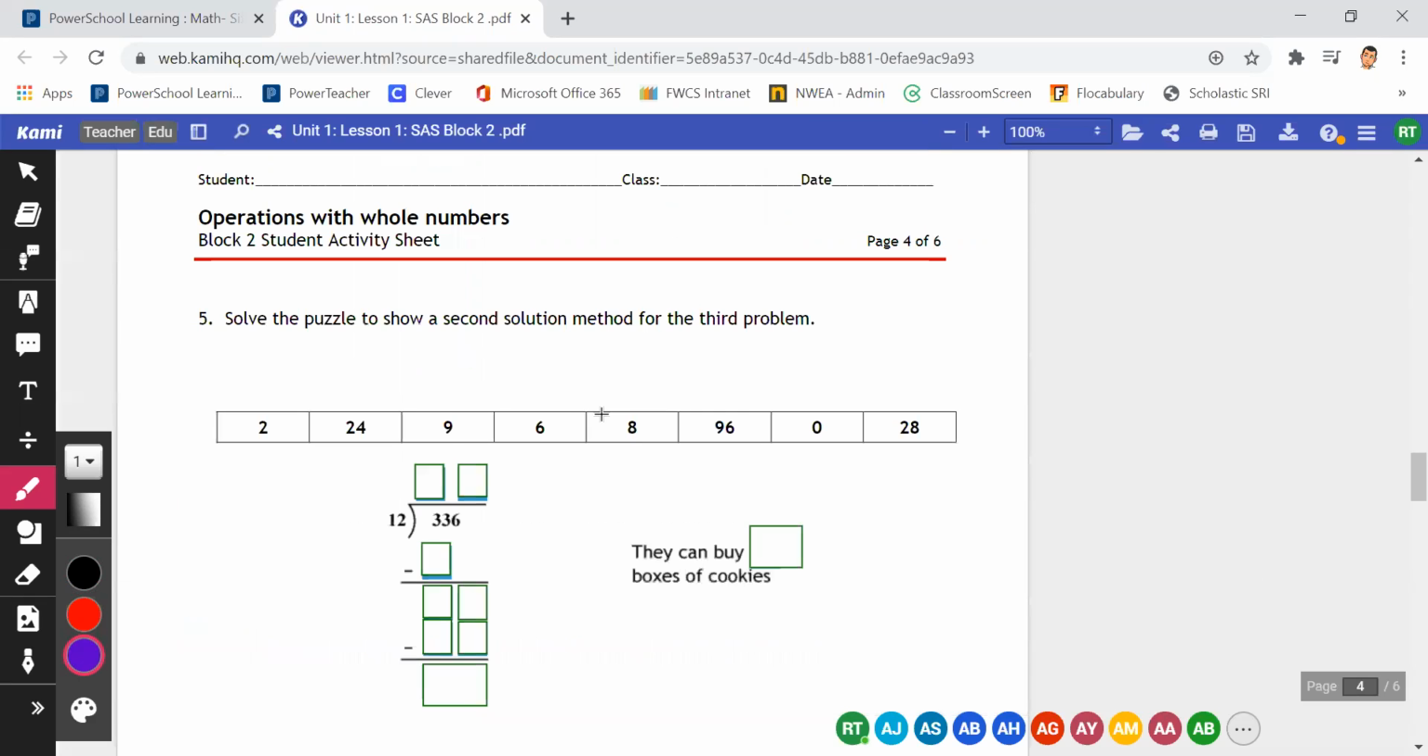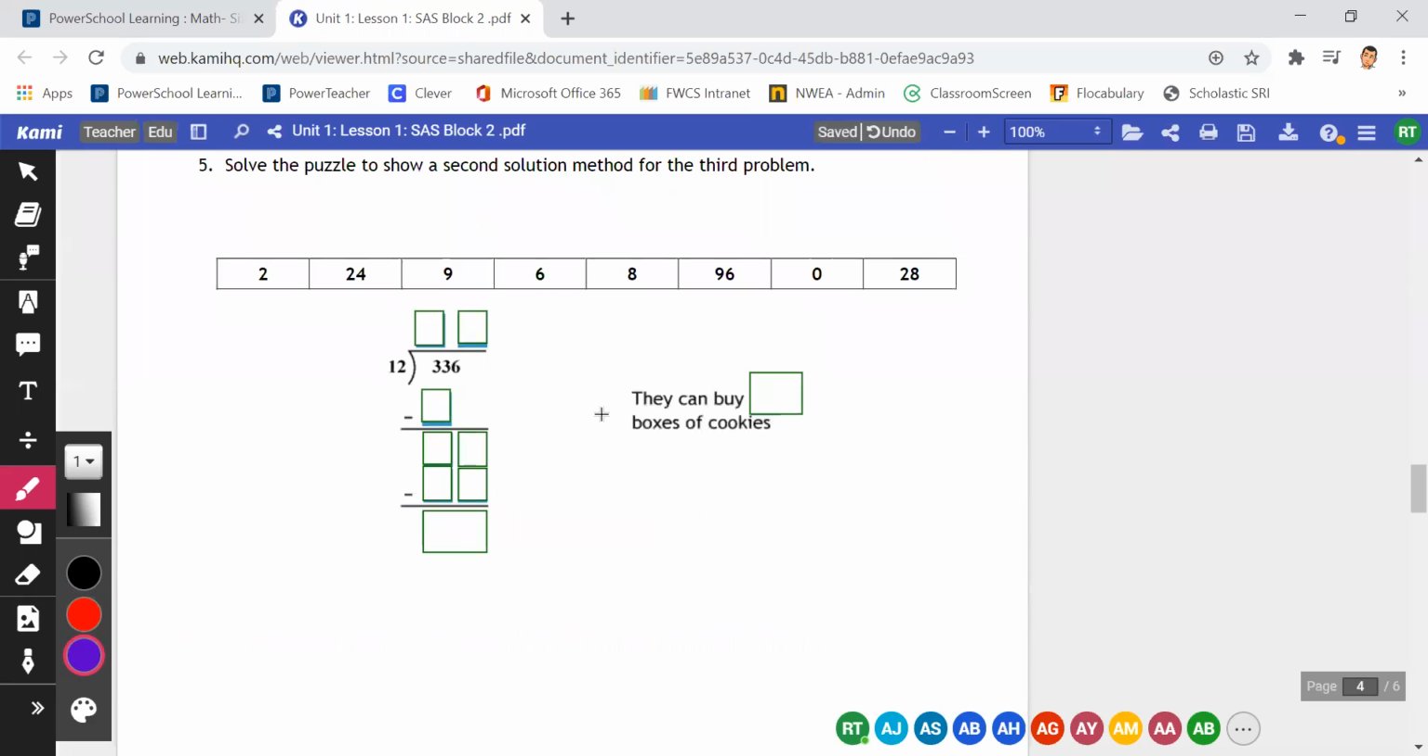And then problem number 5 is using the standard algorithm. It's the same problem. So 12 goes into 3 0 times. 12 goes into 33 how many times? So this is where I need to count by 12s. And 12 goes into 33 2 times. So it doesn't go in 3 times. So it will go in twice.